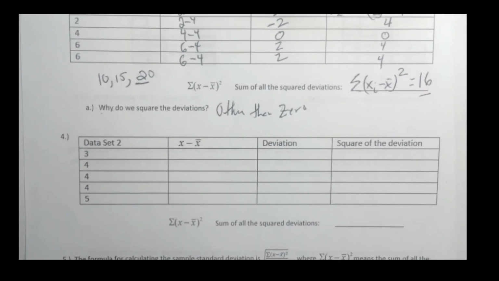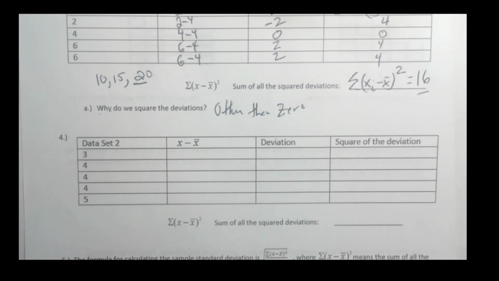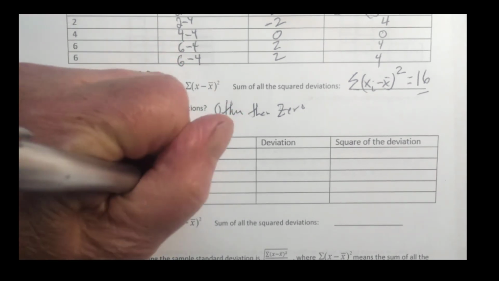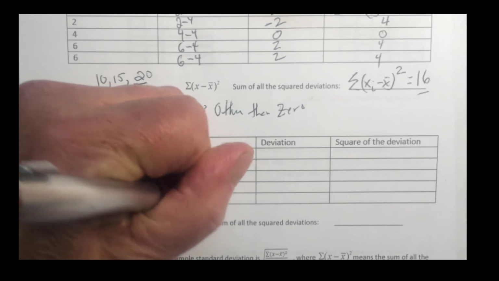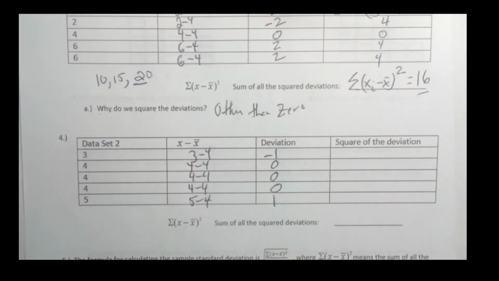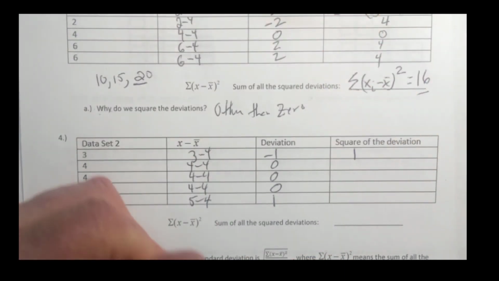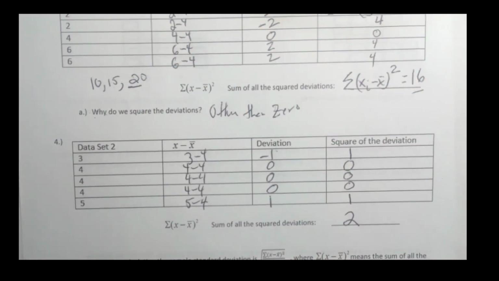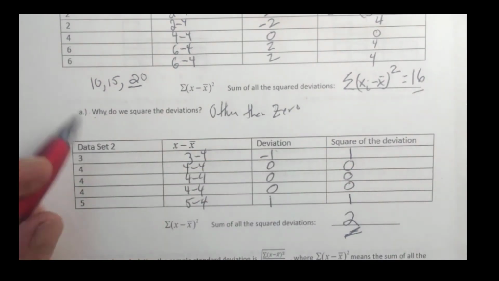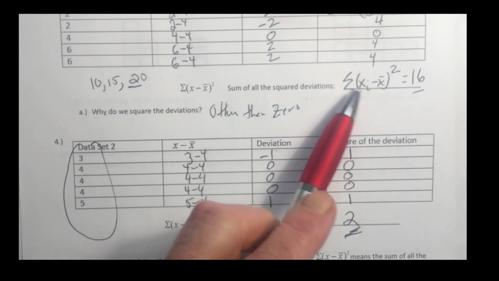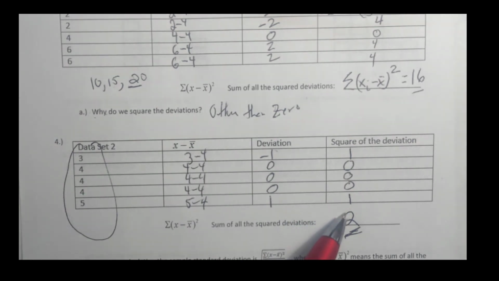So here is our second data set, and I'm just going to run through this really quick. This is 3 minus 4, 4 minus 4, 4 minus 4, 4 minus 4, and 5 minus 4. So the deviations are -1, 0, 0, 0, 1. Squaring them, 1 times 1 is 1, -1 times -1 is 1, 0 times 0 is 0. And I get the sum of the squared deviations. For the set where we thought 4 was the truer value, I only get a sum of squared deviations of 2.